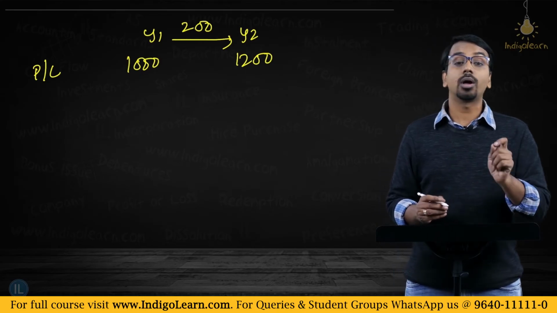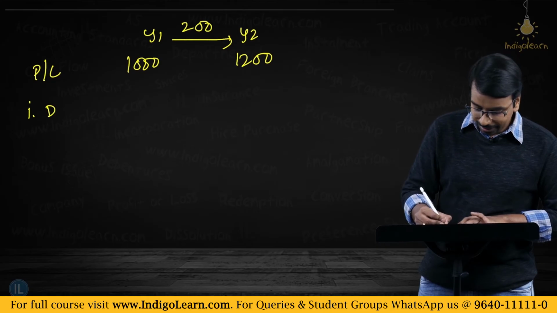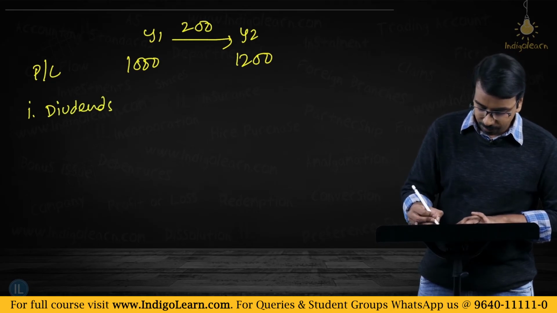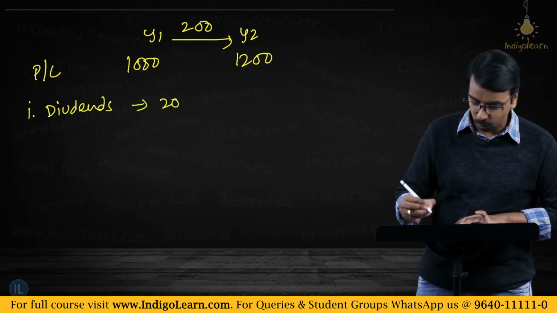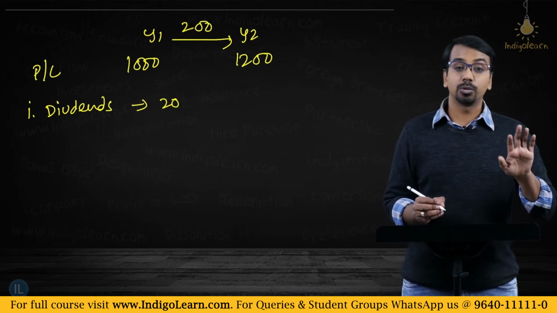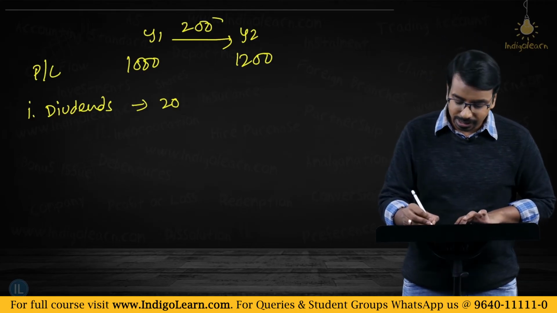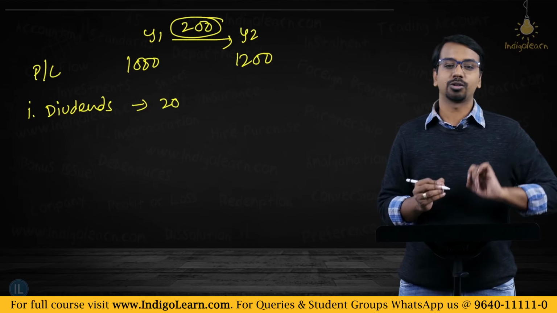But let's say one additional information is given. What is that one additional information? Dividends paid during the year is 20. Ignore the dividend distribution tax for now. Dividend paid during the year is 20. Then can I still say this 200 is my profit? The answer to that is no.